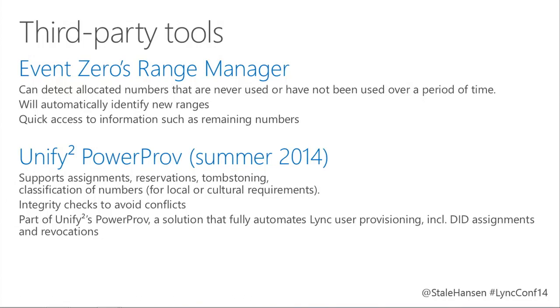Unified Square contacted me, and they said they are adding a feature for administering line URIs as well in their PowerProv suite, which is an automated line provisioning software, where they also will take care of DID assignments and reservations, tombstoning, and also local and cultural differences. So that will be really interesting to see how that pans out to help us with this. So maybe in a global deployment, maybe look at tools like this.